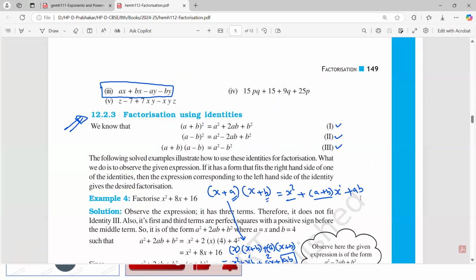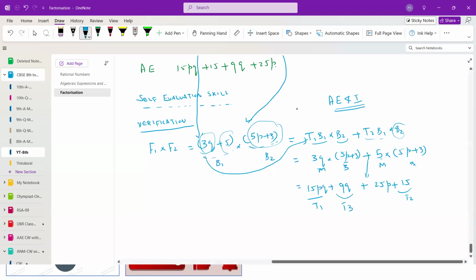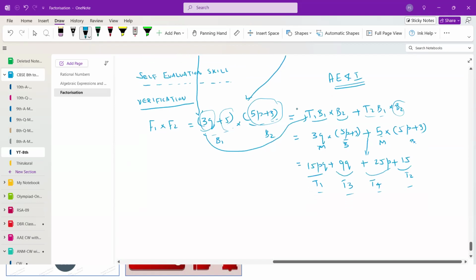And the fourth term in our original algebraic expression is 25p. Yes, that is also available in our verified answer. So we have got term 1, term 2, term 3, term 4. All 4 terms we have got as it is. So finally we need to write it as, thus my answer is verified. Okay.